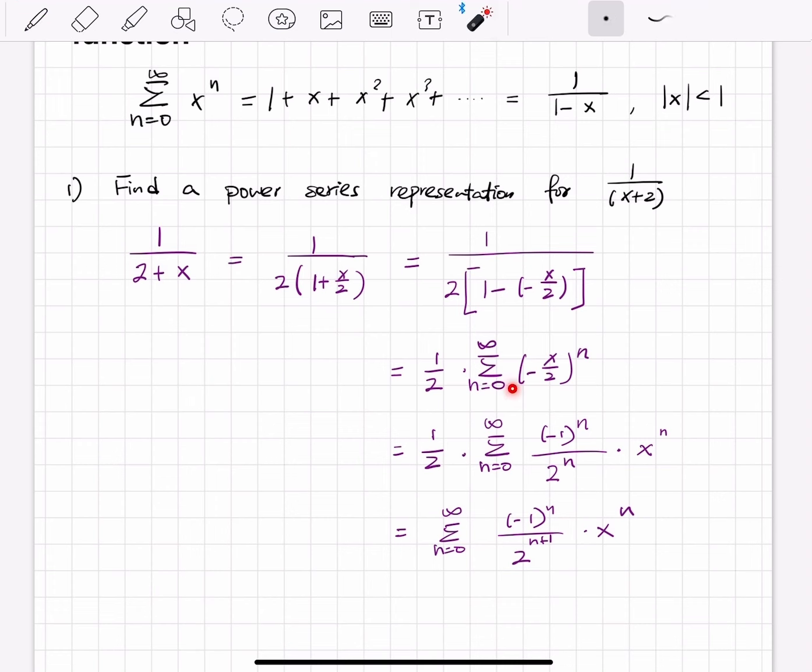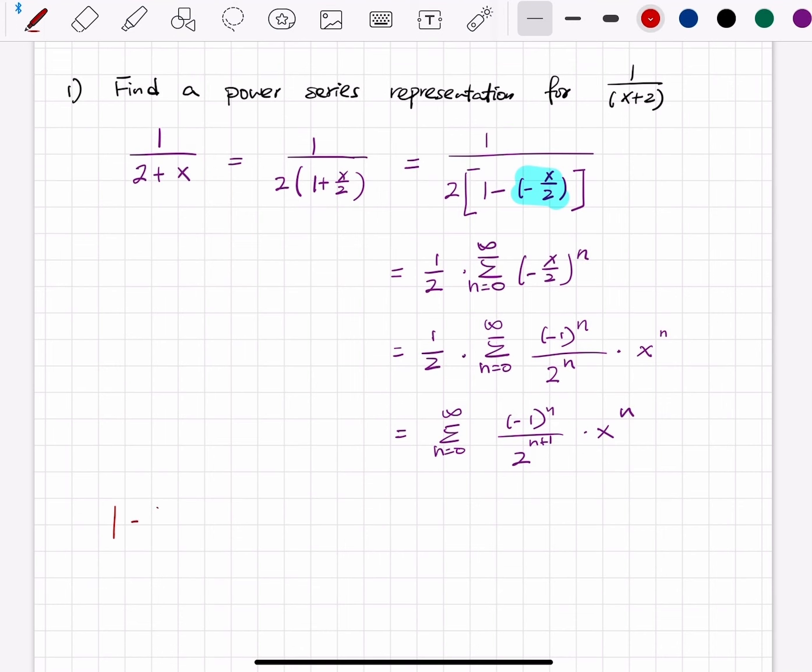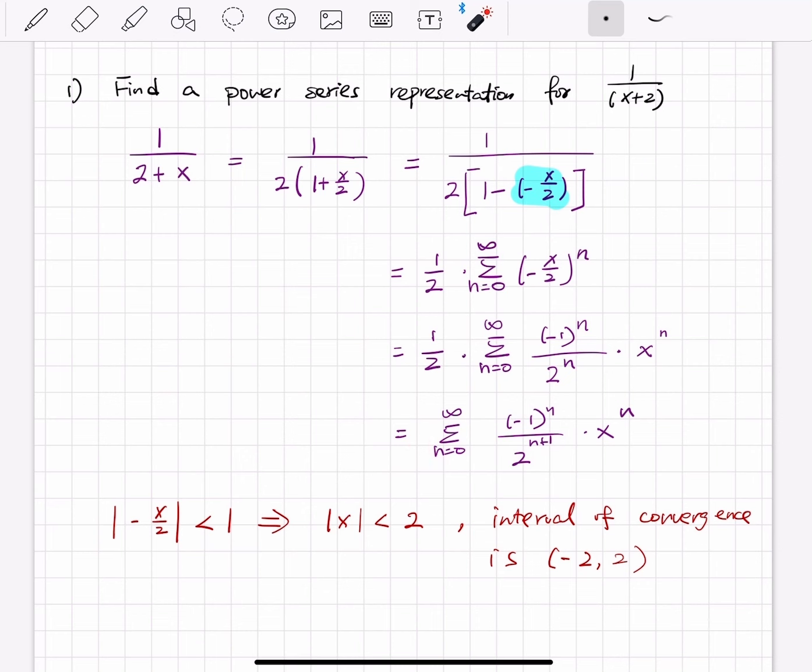And because this series is coming from here, we know that the absolute value of the x has to be less than 1. For this case, the x is this negative x over 2. So the absolute value of negative x over 2 has to be less than 1. Then we can solve it to get that the absolute value of x has to be less than 2. So the interval of convergence is going to be from negative 2 to 2. So here is the function, here is the power series, and here is the interval of convergence.